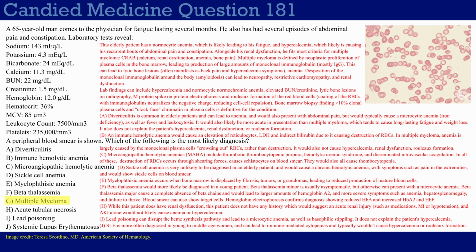So that's why when we talk about multiple myeloma, we use the acronym CRAB, which is calcium for hypercalcemia, R for renal dysfunction, A for anemia, and B for bone pain. Now, characteristically, and I didn't give you any of these in the question, of course, but characteristically, you can get an M protein spike on protein electrophoresis. You can get the Bence Jones proteinuria.